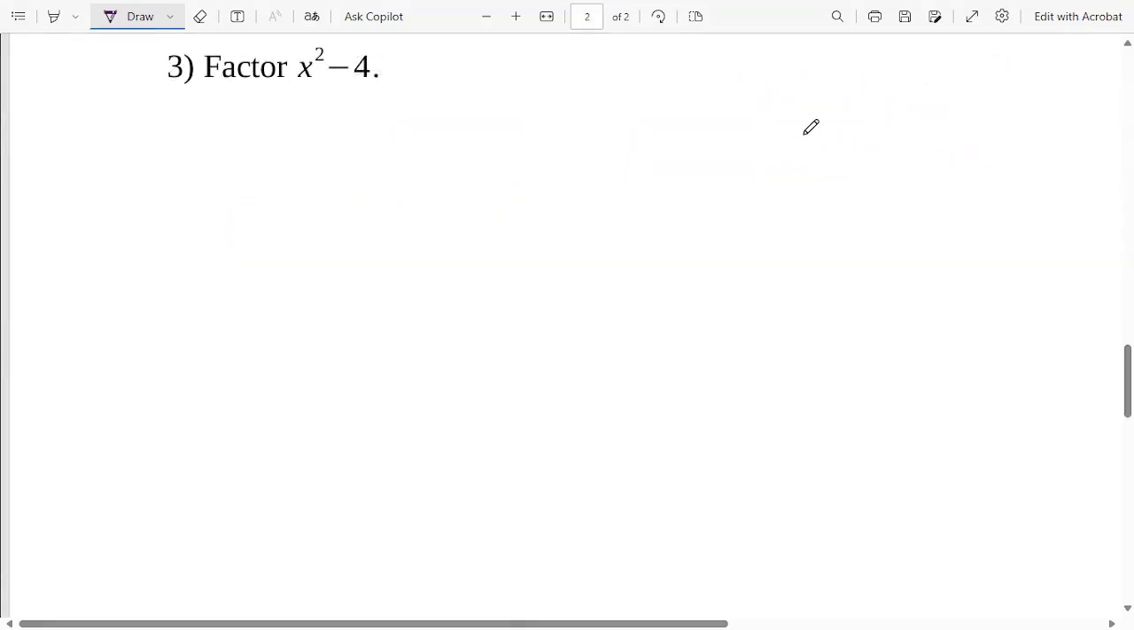Okay, this next one, we're going to factor x squared minus 4. Now, this is a difference of squares problem, and that follows the format of a squared minus b squared. And what that factors into is a plus b times a minus b.